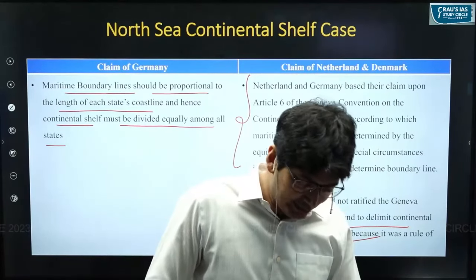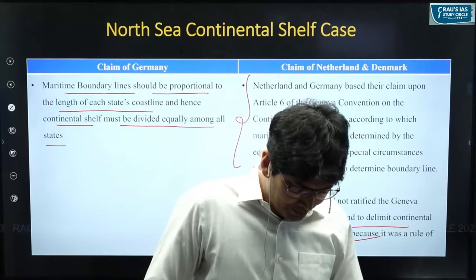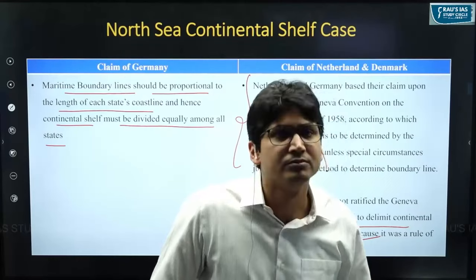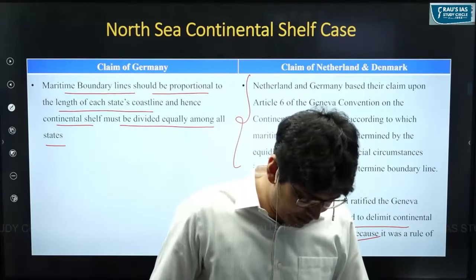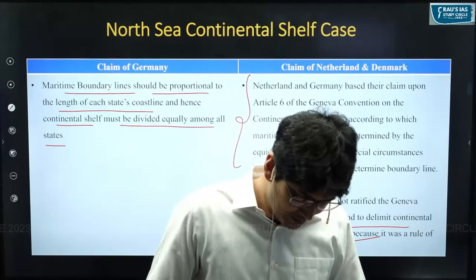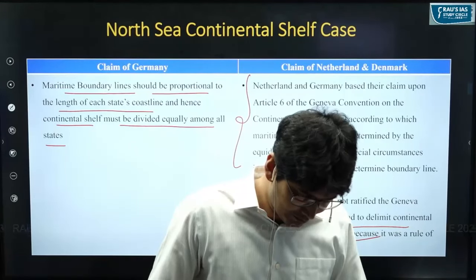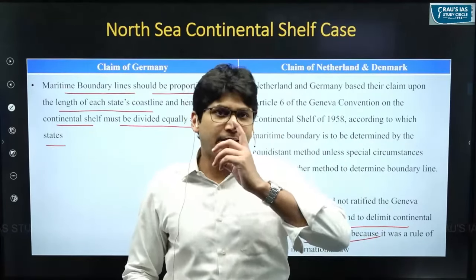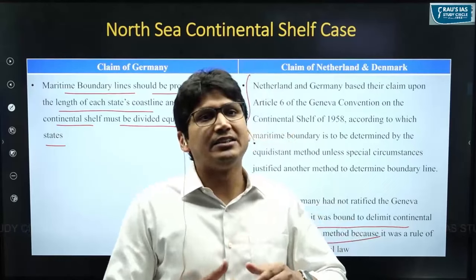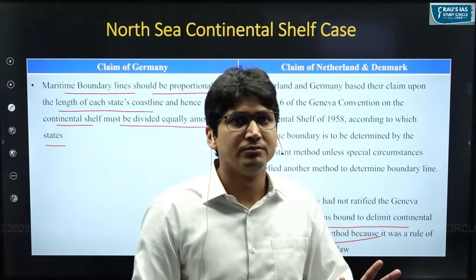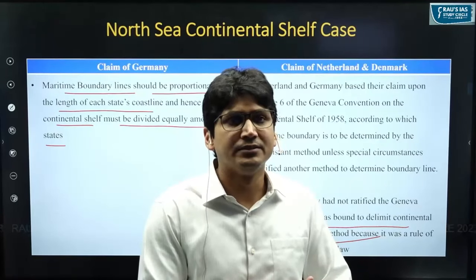Please underline these terms from widespread till opinio juris. Widespread and representative participation. Now, when we say widespread and representative participation, it also signifies that most states agree to such a principle. Right? Can we say that?